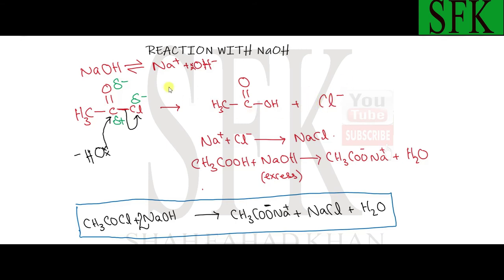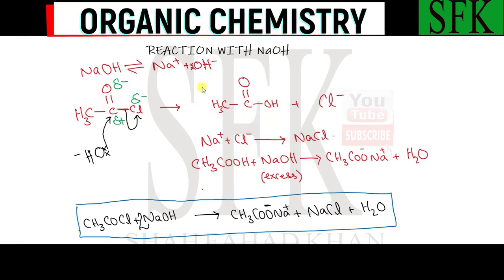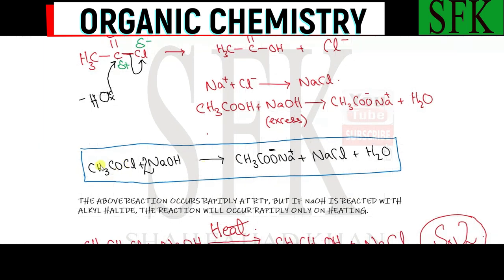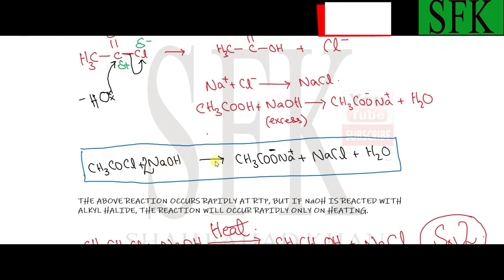This chloride combines with the sodium ion over here from sodium hydroxide ionization, forming sodium chloride. And this ethanoic acid that is formed reacts with excess sodium hydroxide because sodium hydroxide is a base and ethanoic acid is an acid. So acid-base neutralization reaction occurs, forming sodium ethanoate and water as a byproduct. And then again the overall equation is given over here. Ethanoyl chloride reacting with 2 moles of sodium hydroxide, forming sodium ethanoate, sodium chloride and water.